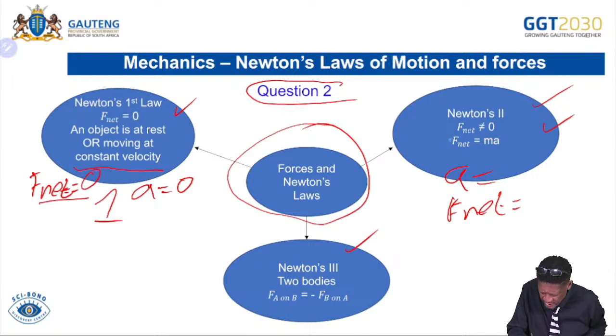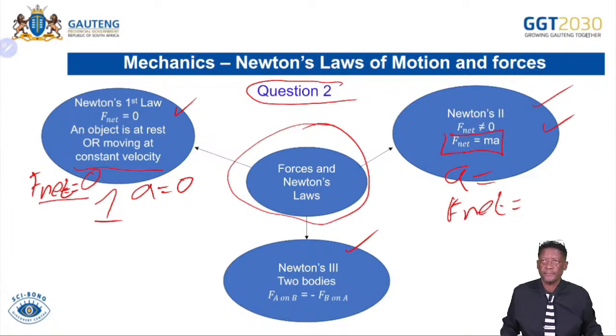This one you get from your data sheet. This is the law: acceleration is directly proportional to the net force, and acceleration is inversely proportional to the mass. So you've got the mass, you've got the acceleration. So that is the law. I get it from where? The data sheet. I don't have to cram it. It's there. I pick it, then I say it.